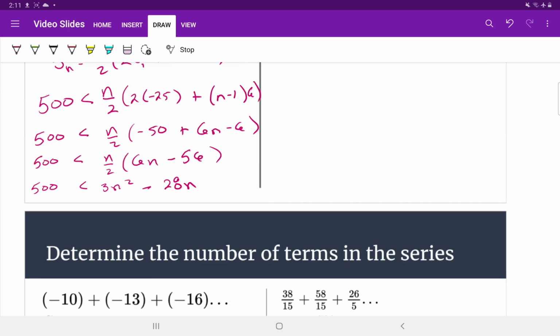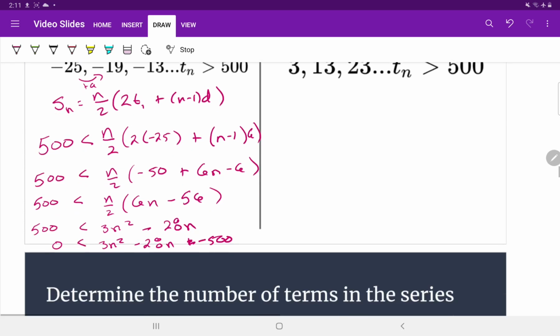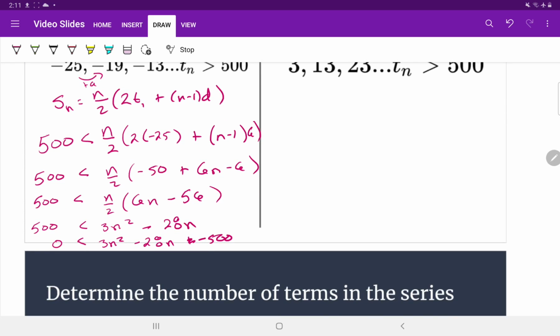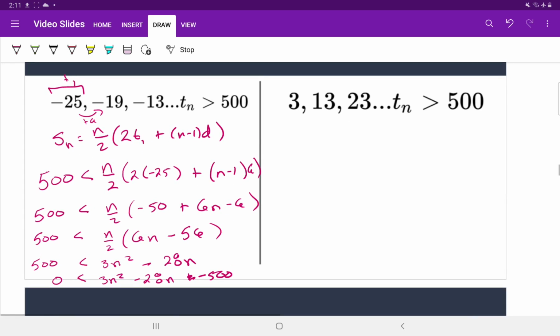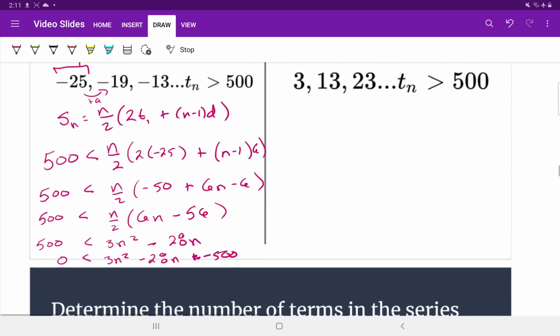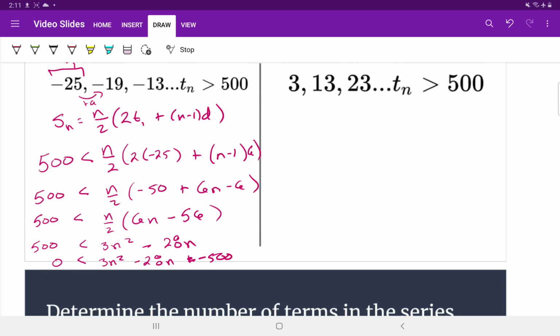So I'll just subtract 500 from both sides. So 0 then has to be less than 3n squared minus 28n minus 500. Now, there is no guarantee that this is actually going to be a factorable equation, right? Because I might end up with some value like 17.4. So what that means is, because n can only be a natural number, I would have to say you've got to go to the 18th term, okay? Because if I went to the 17th term, it would end up being a little bit less than 500, but I want something more than 500.